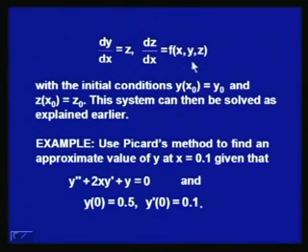Now, this system of simultaneous differential equations of first order can be solved by the method which we have explained earlier. Let us take an example on this method. Let us use Picard's method to find an approximate value of y at x equal to 0.1, where we are given that y double dash plus 2 x y dash plus y is equal to 0, and y at x equal to 0 is 0.5, y dash at x equal to 0 is 0.1.